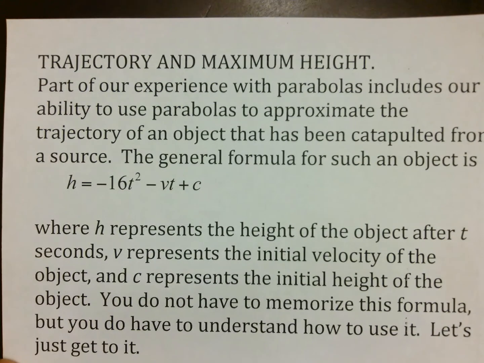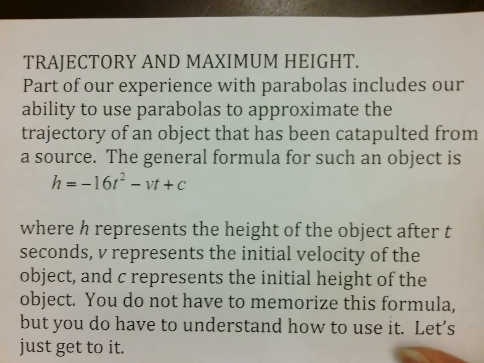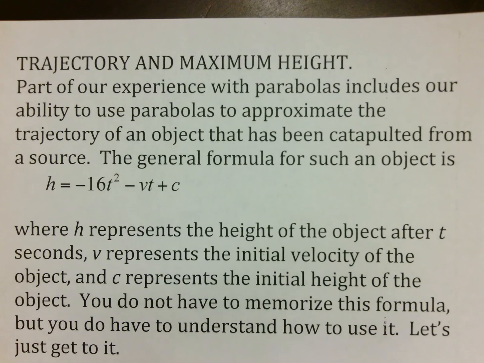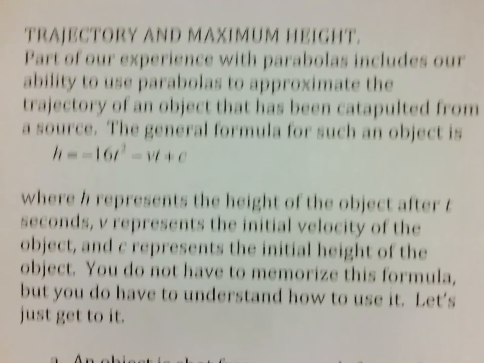Part of our experience with parabolas includes our ability to use those parabolas to approximate the trajectory of an object that's been catapulted or thrown from a source. The general formula is this, where h represents the height. Again, you don't need to memorize that, so don't even write it. h represents the height, t is the number of seconds, v represents the initial velocity, and c represents the initial height of the object. Again, you don't have to memorize it, but you do have to understand it.